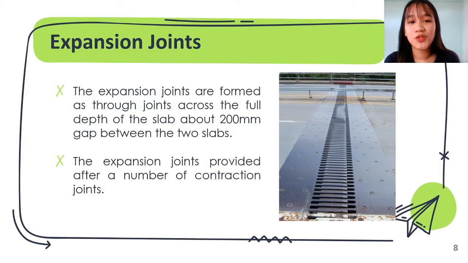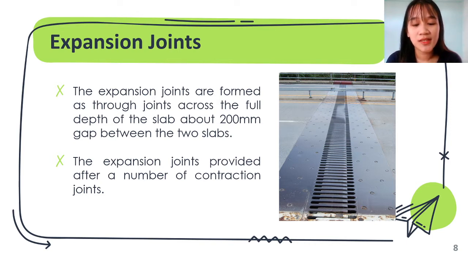The expansion joints are formed as through joints across the full depth of the slab, with about a 200 mm gap between the two slabs. The expansion joints are provided after a number of contraction joints. The concrete pavement slab is separated across expansion joints, so there is no load transfer across the expansion joint. The weak cross section of the CC pavement is at the expansion joint.